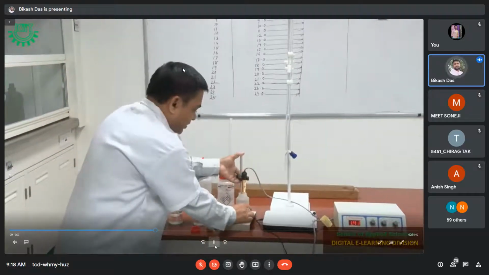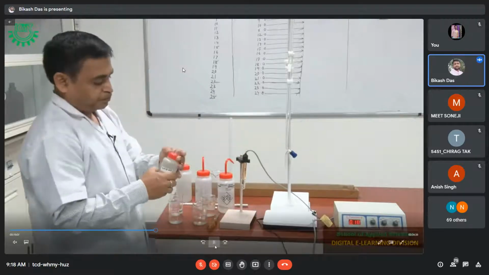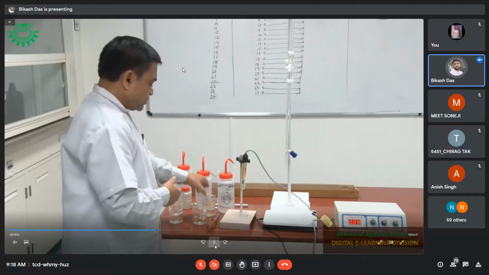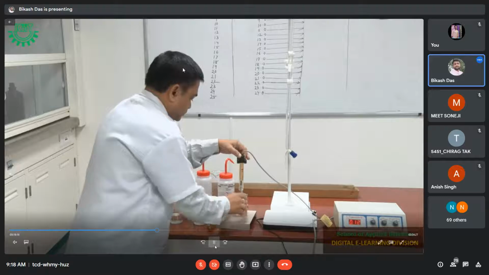Now what will we do? We only have to wash the electrode one time using distilled water. Then we can continue to measure the conductance of our analyte solution.